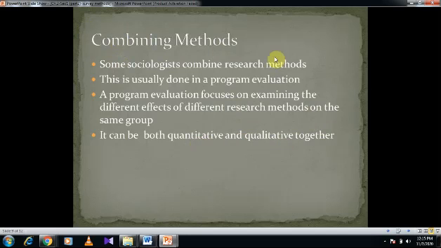This is usually done in program evaluation, in a very important topic that needs to be tested or observed or researched. It focuses on examining the different effects of different research methods on the same group, which means I have a group, I need to test it, but I do not want to test it on a quantitative base only. I do not want just statistics. No, I need a full insight or full details about this group. So I will take all of the methods that are suitable for this group, quantitative and qualitative, so I can find all the answers that I need.